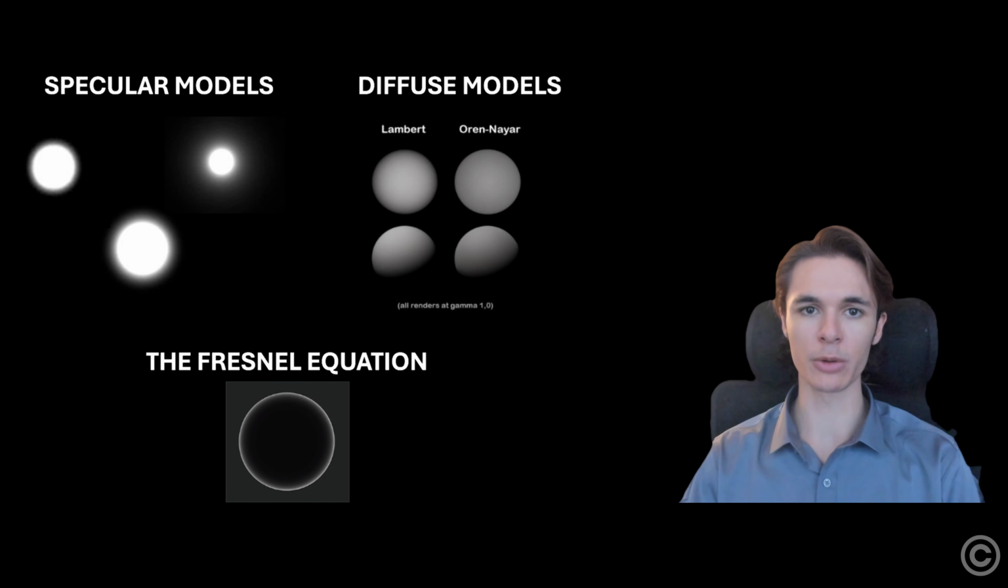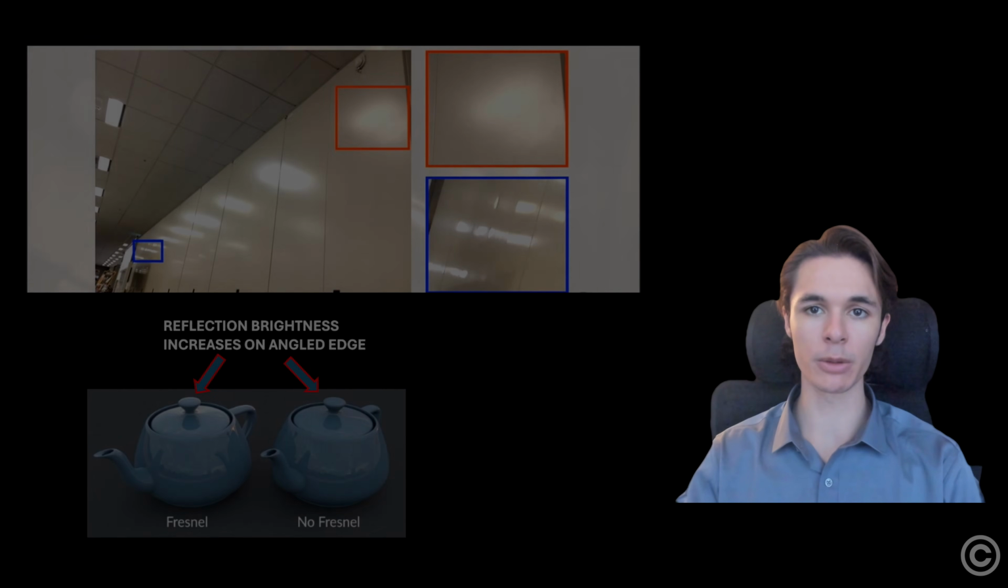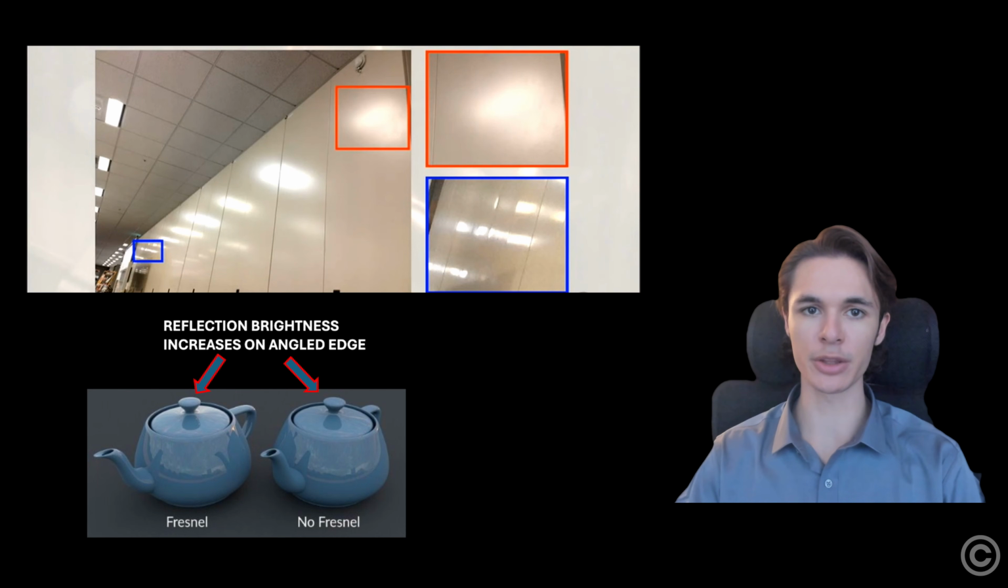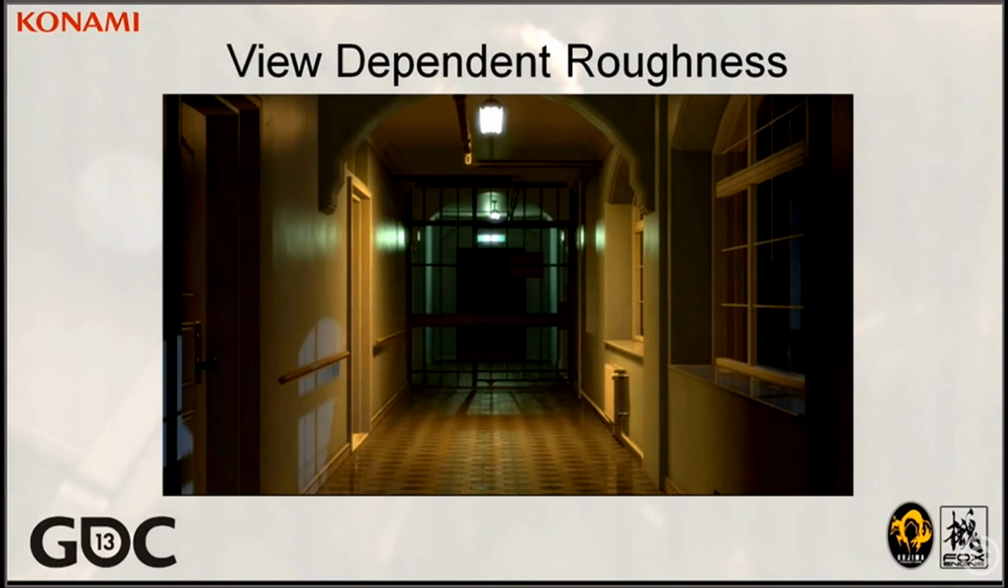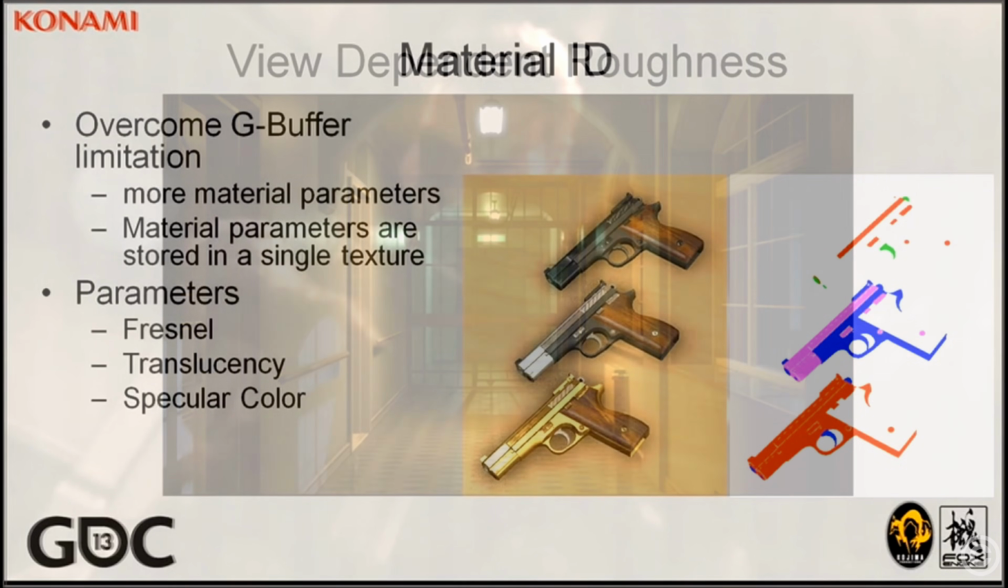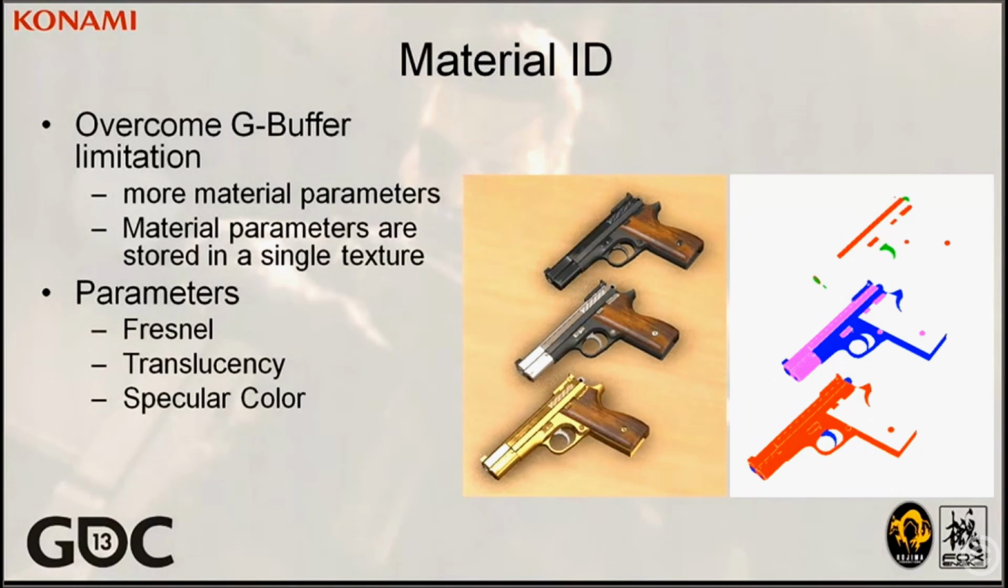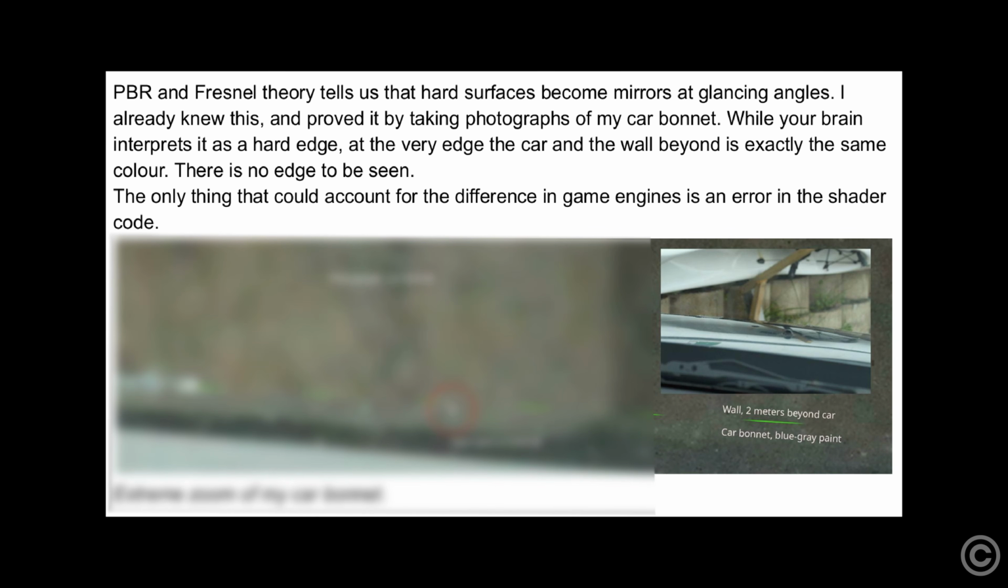The Fresnel effect in real life, and what we try to replicate with algorithms like Fresnel Schlick, is when the reflectivity of a surface increases the more angled our view of the surface is. The MJSV games implemented the phenomenon in a much more noticeable way in their materials. But Johan further proved the Fresnel theory when he took photographs of his car bonnet.